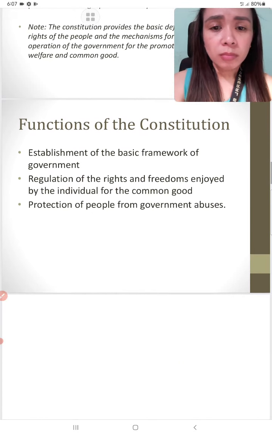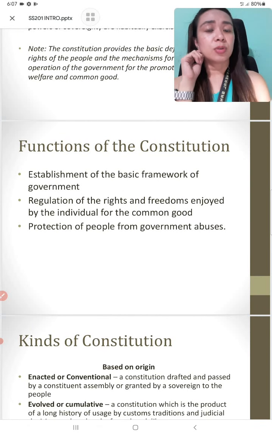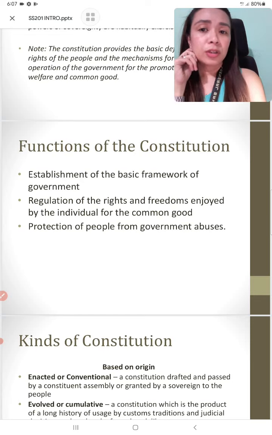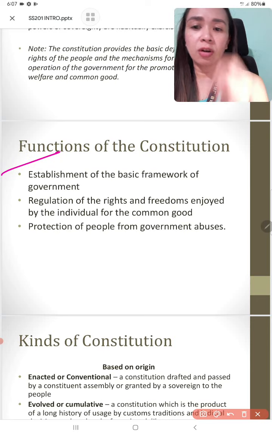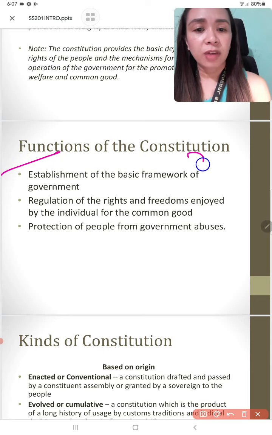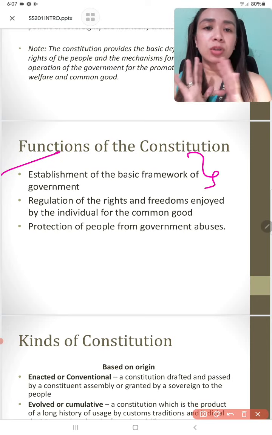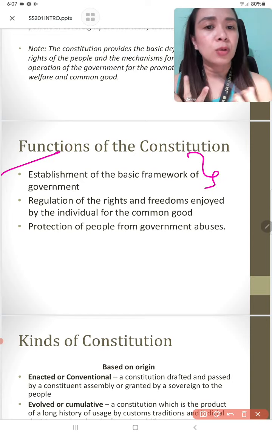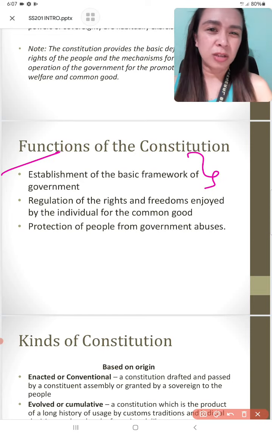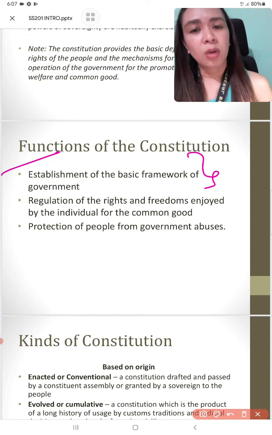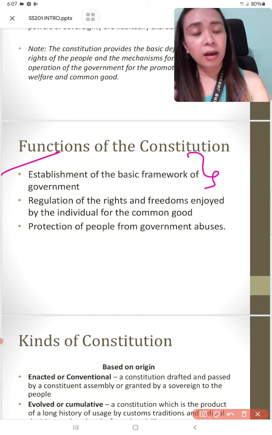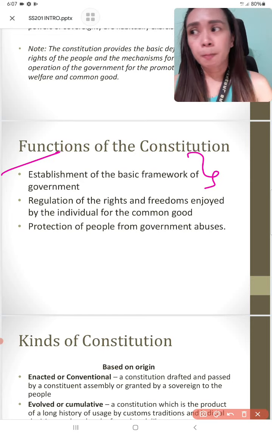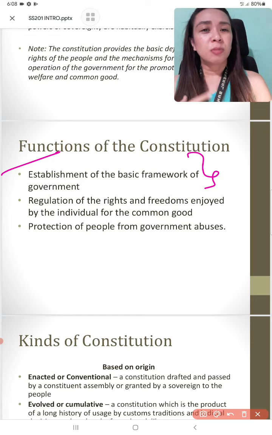So what are the functions of the Constitution? Bakit ba tayo may Constitution? First is, as I've said, ito yung dito nakapaloob yung structure ng government natin. The basic framework of the government. Ano yung structure? Anong composition ng government? Ano yung mga branches ng government natin? Sino ang mga nasa kada branch ng government natin? Ano yung mga obligations nila? Ano yung mga functions nila? Ano yung mga qualifications nila, yung mga ganon, no?